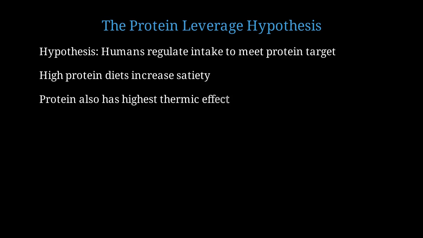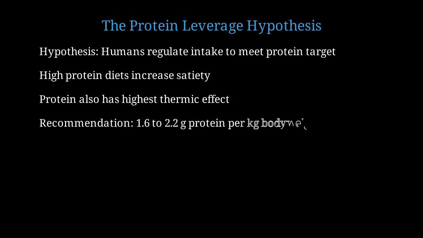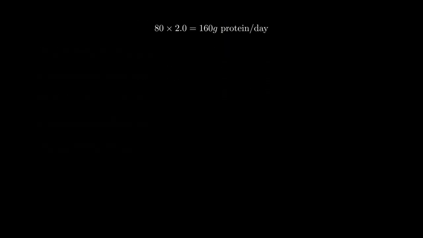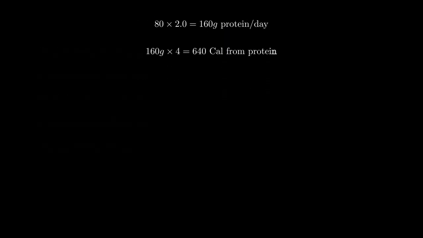Protein has the highest thermic effect. About 25 to 30% of protein calories are burned during digestion, compared to 5 to 10% for carbs and 0 to 3% for fats. For weight loss while preserving muscle mass, aim for 1.6 to 2.2 grams of protein per kilogram of body weight. For our 80 kilogram subject, 80 times 2.0 equals 160 grams of protein per day. 160 grams times 4 calories per gram equals 640 calories from protein.